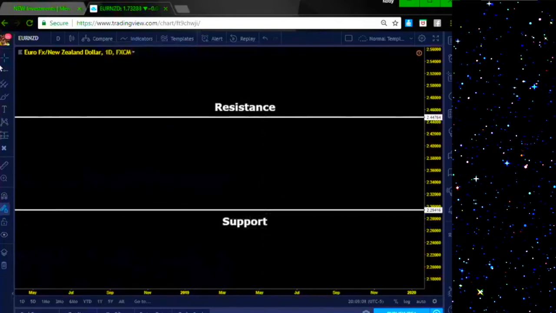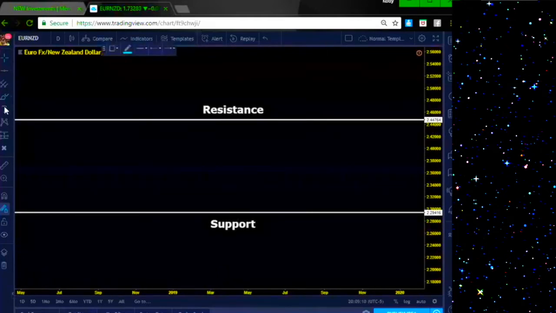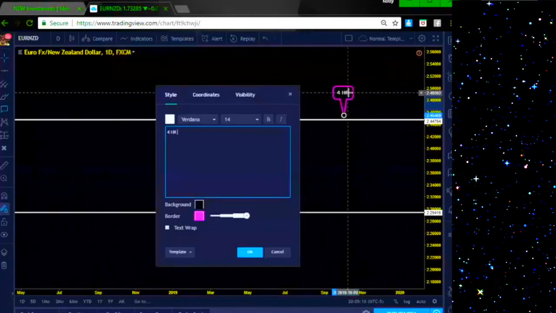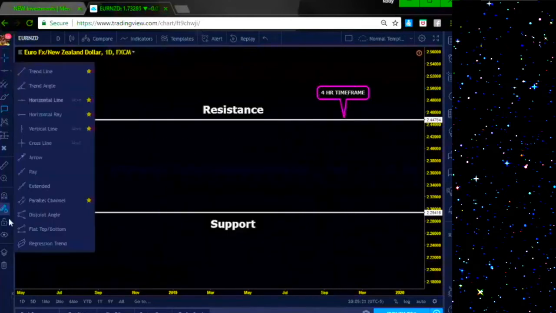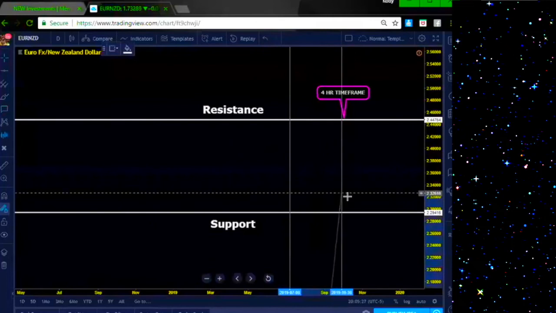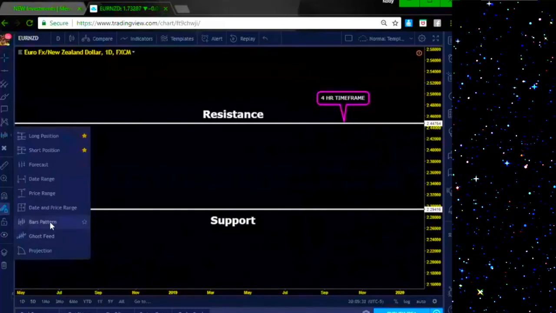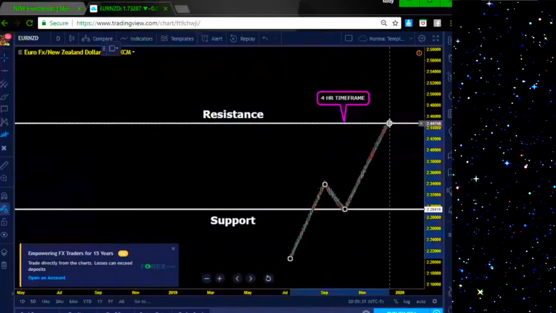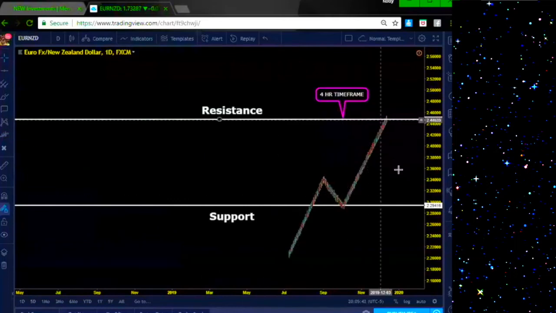Now, let's say that we're on the 4-hour time frame. Here's the 4-hour time frame. Let's say that price is trending up, like so. So we are bullish on the 4-hour time frame. We see something like this.